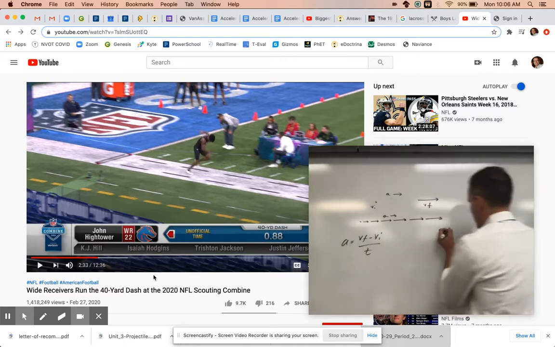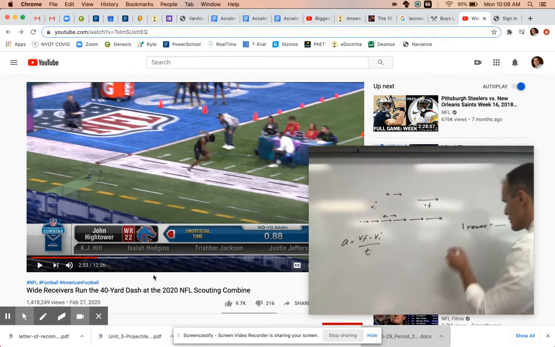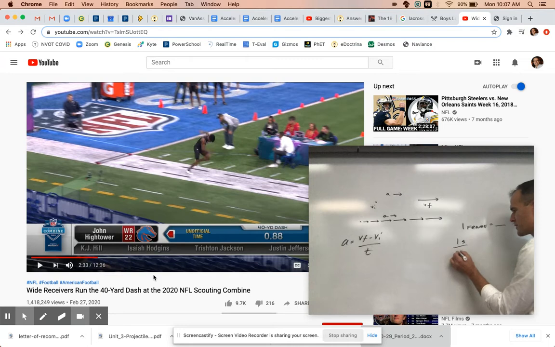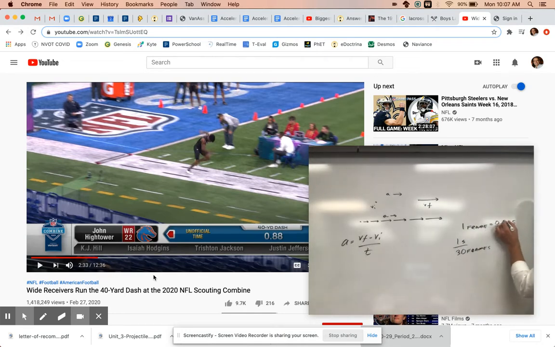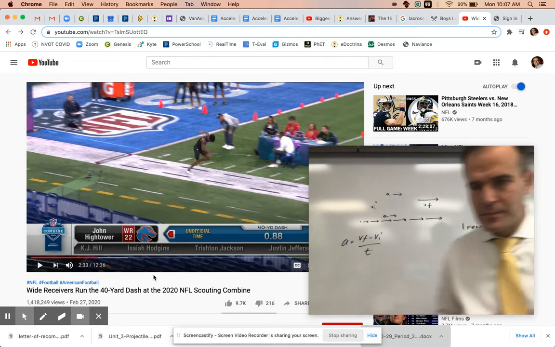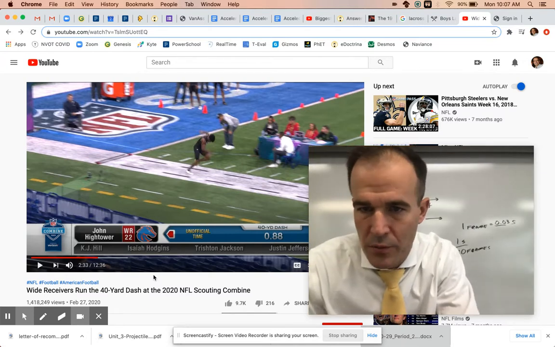So that means one frame equals how many seconds? We'd like to know. If 1 second is made up of 30 frames, and you do your math there, you realize that one frame is 0.03 seconds. So then you have some way of figuring out time as you look through the video.